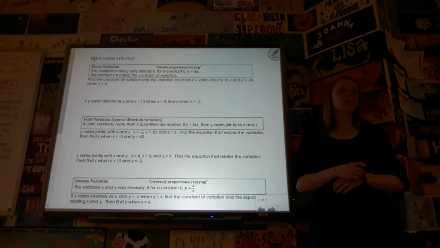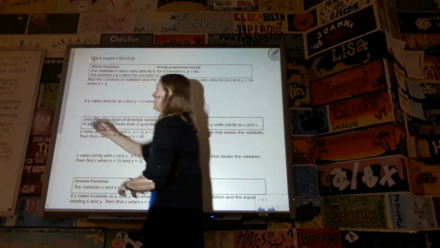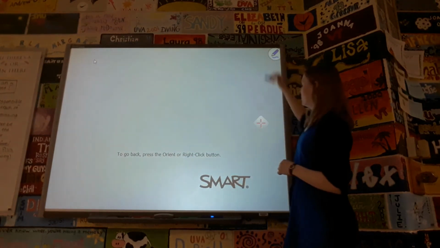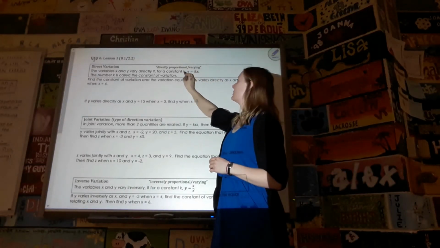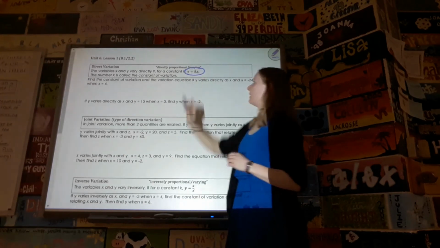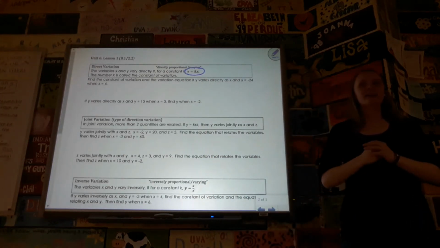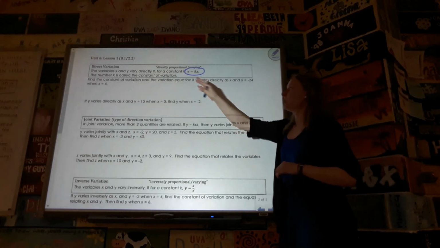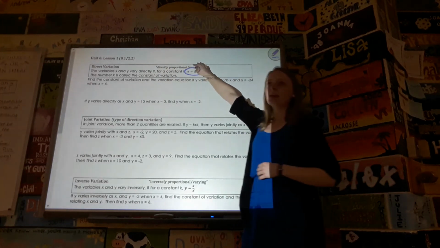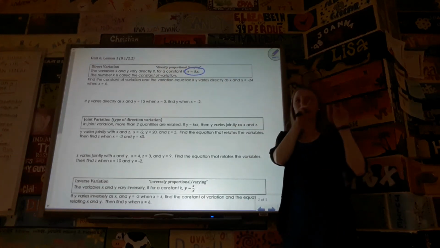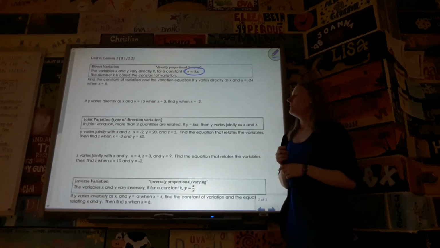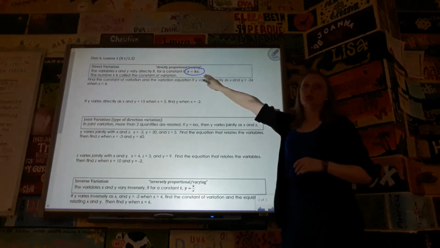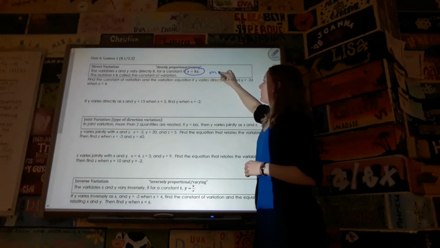So the first type of variation we're going to talk about is direct variation, which looks like this. That equation right there represents a direct variation relationship. Some other terminology you guys might hear is directly proportional or directly varying. They could use the vary or the proportional interchangeably. They mean the same thing. So when you guys see that kind of language, they're talking about this relationship that is represented here.